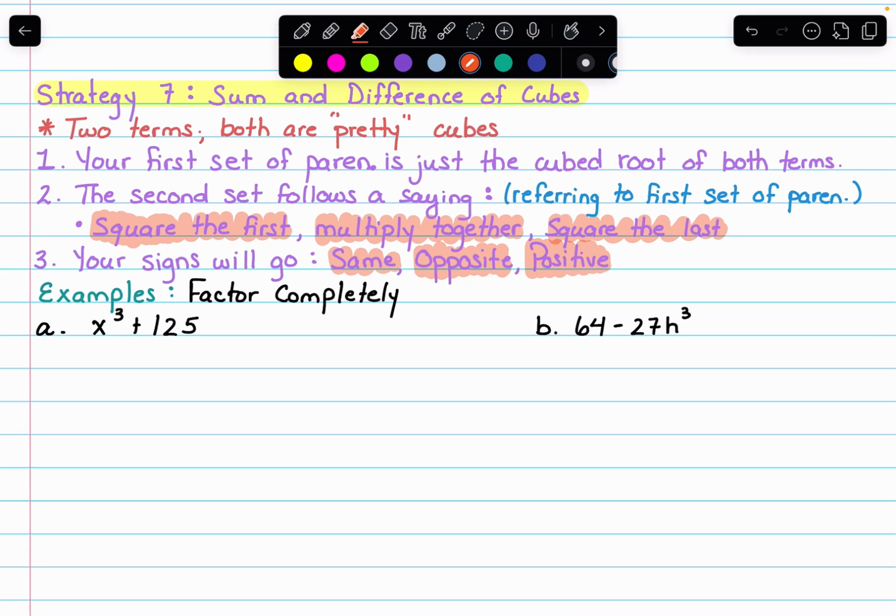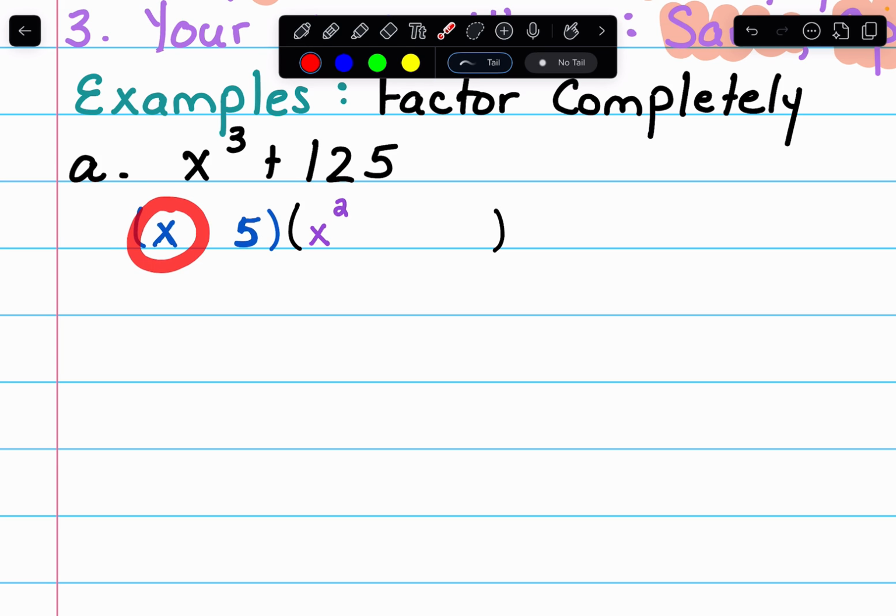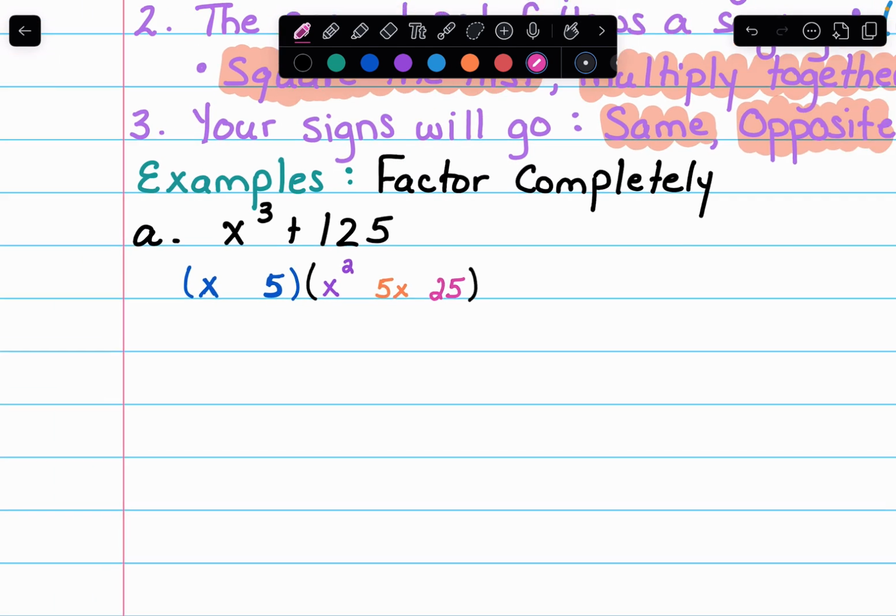Okay, so here's what I mean. My first set of parentheses is just the cubed root. So x and 5, right? That's the cubed root of both terms. Now, I'm going to square the first, which is x squared. I'm going to multiply together. I'm going to say x times 5 is 5x. Then I'm going to square the last. 5 squared is 25. That was that saying.